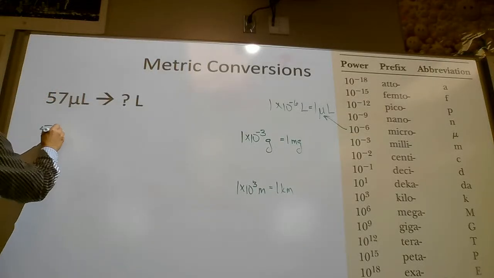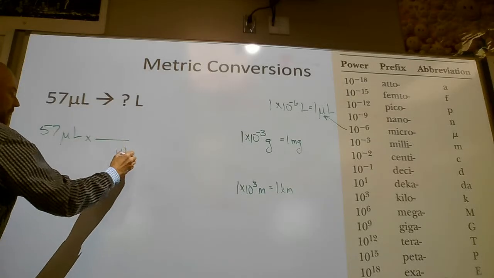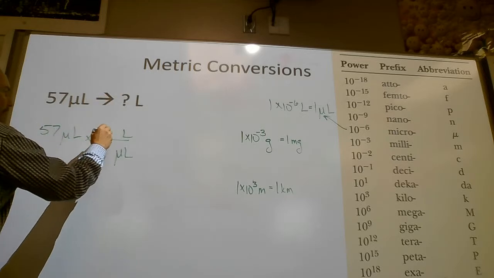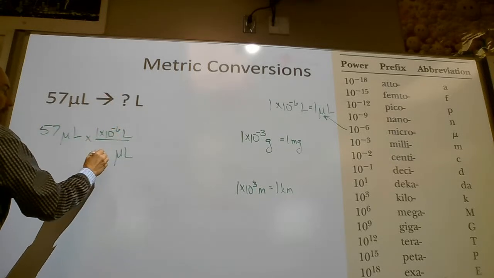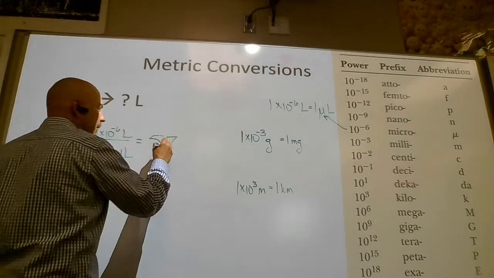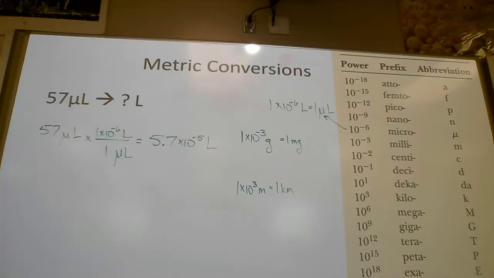And so we go 57 microliters times, most people have no problem with this, putting microliters here and liters up here. So we have 1 times 10 to the negative 6 liters, 1 microliter. So when we multiply this out, what you get is 5.7 times 10 to the negative 5th liters. Does that correspond with what we were anticipating? Is that number bigger or smaller than 57?